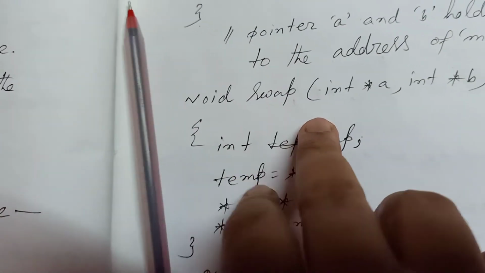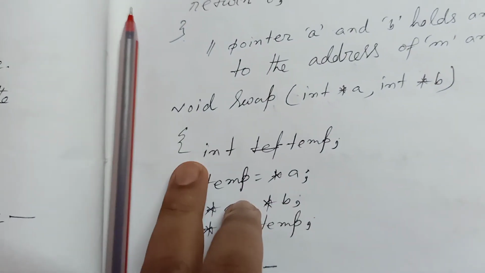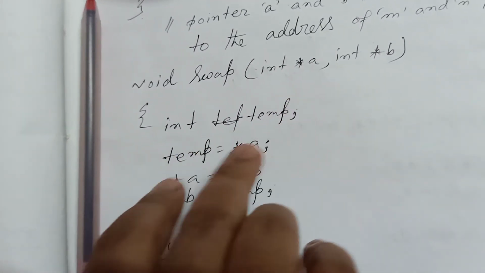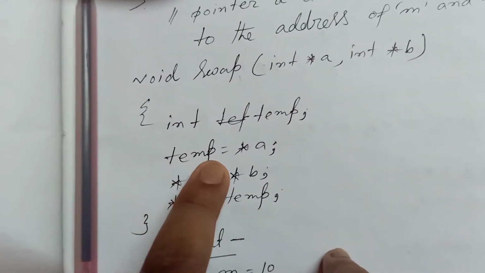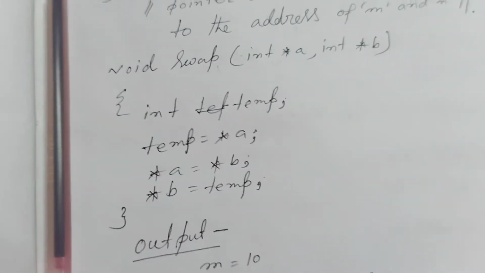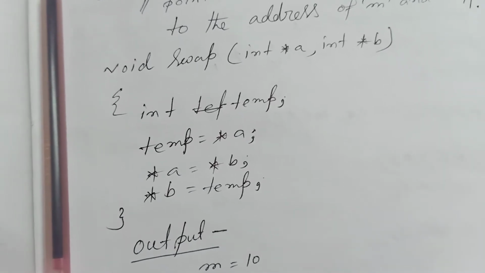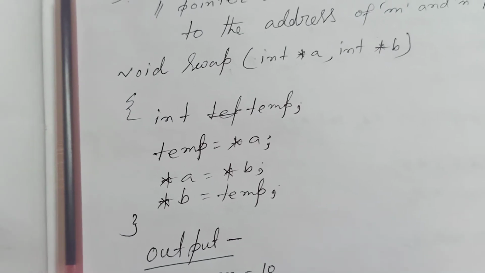So here we define void swap(int *a, int *b), and the swap function starts here. int temp, we are taking a declaration. Now as per the calculation of swapping, temp equal to *a. Here this *a is taking the value of the variable in the main function. Now *a equal to *b and *b equal to temp.